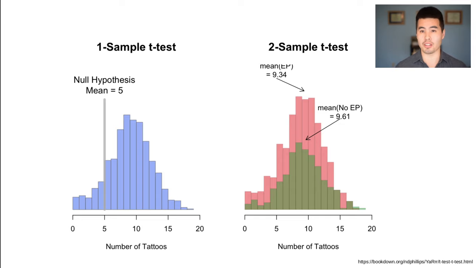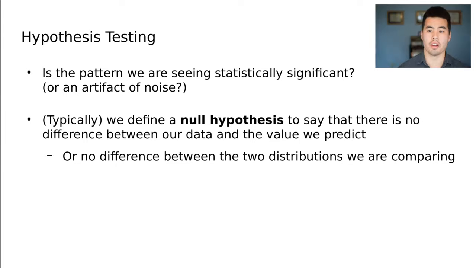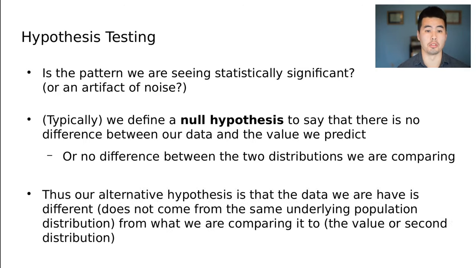We can extrapolate that idea just a little bit by saying that instead of comparing the center of a distribution to some value, we could also compare the centers of two distributions with our two sample t-tests. Hopefully many of you are familiar with these t-tests from your intro stat classes. For these hypotheses, we're going to ask: is the pattern that we're seeing likely because of some underlying data, or is it because of chance? So we're going to define a null hypothesis that says that the data we're looking at actually come from the same distribution, or that there's no difference between the two distributions that we're looking at.